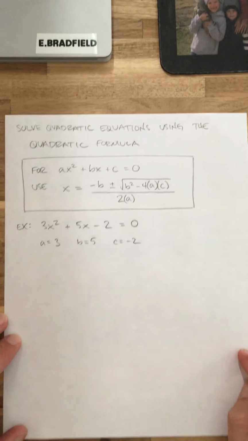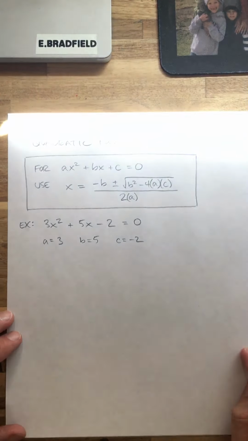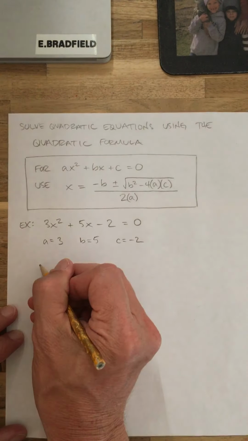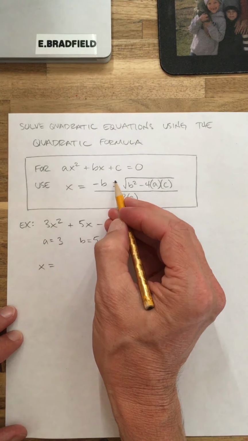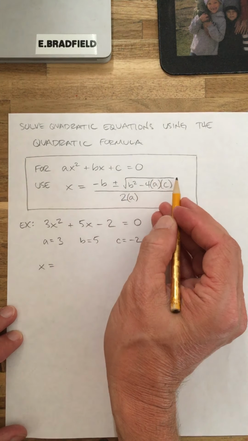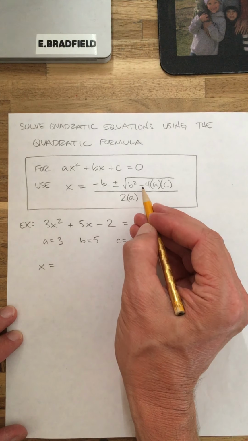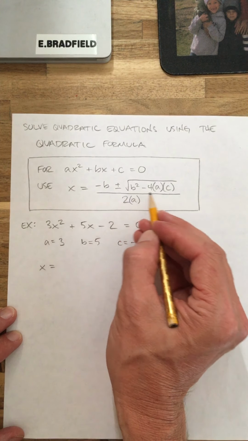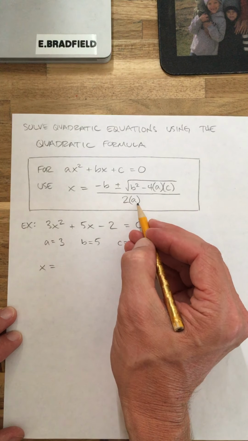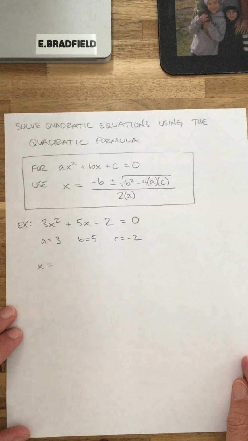So now all you have to do is sing a pretty little jingle. It goes, X equals opposite B plus or minus the square root of b squared minus 4 times AC all over 2a. Okay, and that's all you have to do.